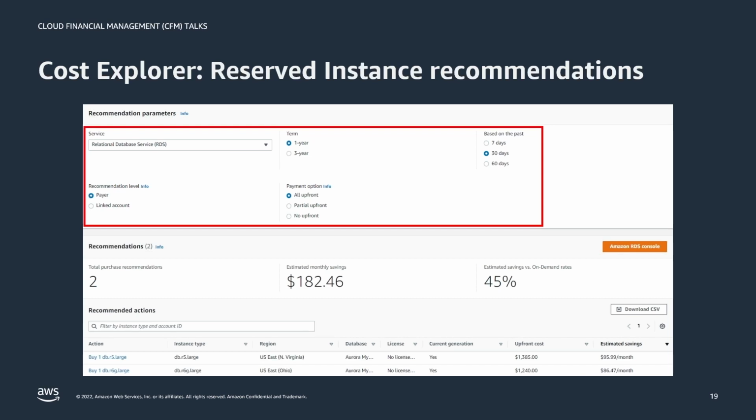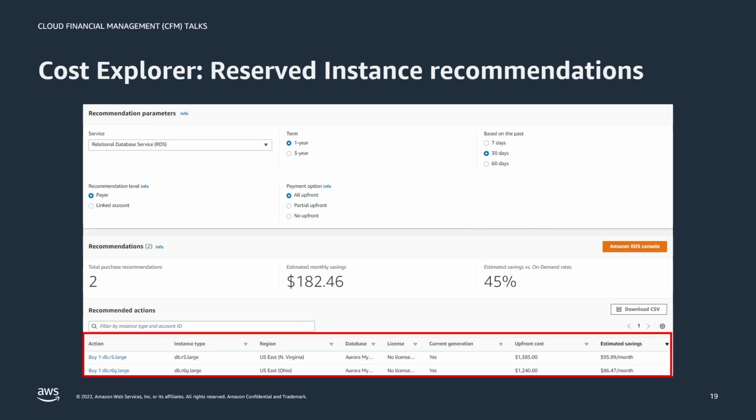You're going to have the same types of toggles as we saw for savings plans, although they're just kind of spread out a little bit differently on the screen. Next to the service, you have your term, 1 or 3 years. Based on the past, really your look back period, once again, 7, 30, or 60 days. Recommendation level, payer or linked account. Once again, just calling out that that option will not be available if you're only logged in at the linked account, you'd only see linked account level recommendations. And then payment option, all, partial, no upfront.